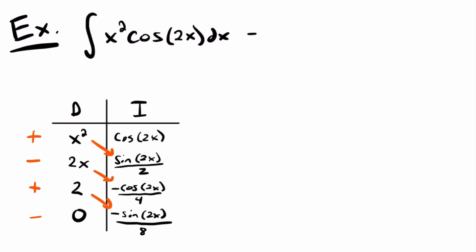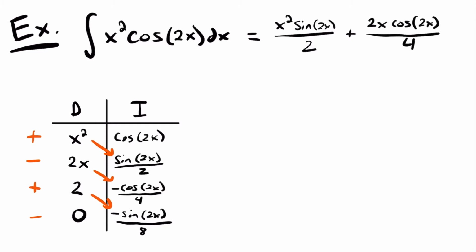All right, so this will be equal to positive x squared times sine of 2x divided by 2. So we'll have x squared times sine of 2x divided by 2. And then our next term will be negative 2x times negative cosine of 2x divided by 4. This negative and this negative will cancel out. So we will have plus 2x times cosine of 2x divided by 4. And then for our last term, we will have positive 2 times negative sine of 2x divided by 8. And so that will be equal to negative 2 times sine of 2x divided by 8.